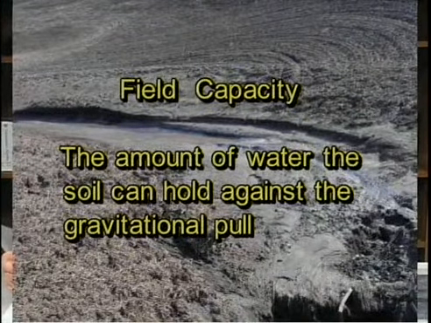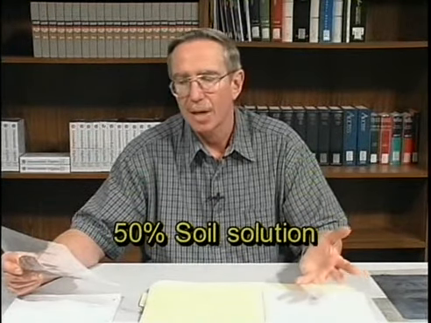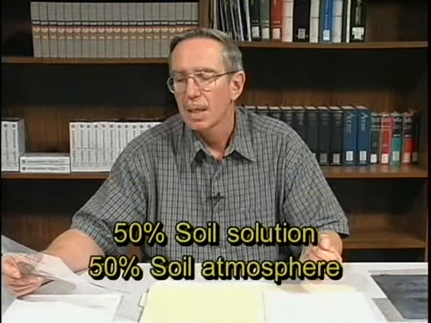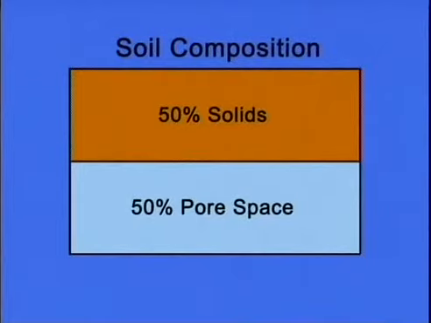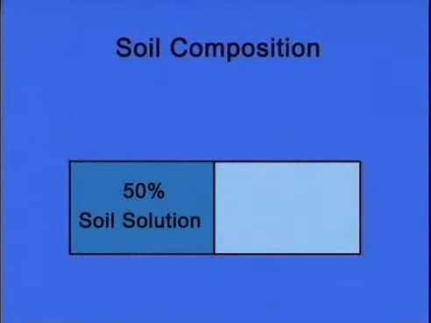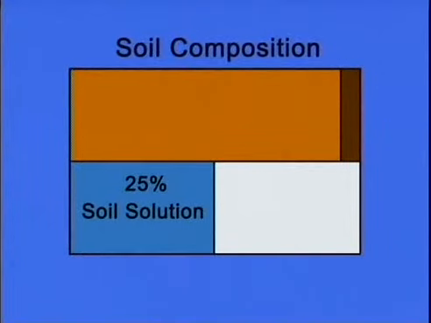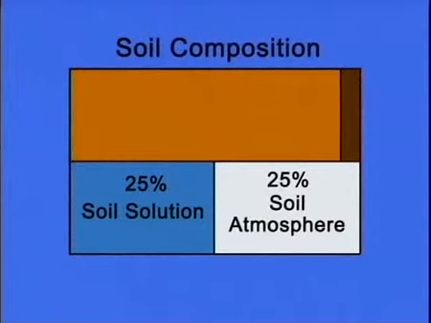And if we took a soil that was at approximately field capacity, which we'll define roughly as the amount of water that the soil can hold against the gravitational pull, we would see that the pore space would be occupied 50% by the soil solution or soil water, and the other 50% by the soil atmosphere. So we've got 50% solids, 50% pore space, and then we further subdivide the pore space into 50% soil solution and 50% soil atmosphere. So we go back to the totals again here. We've got 25% soil solution, 25% soil atmosphere, approximately 45% the mineral component of the soil, and 5% organic material.